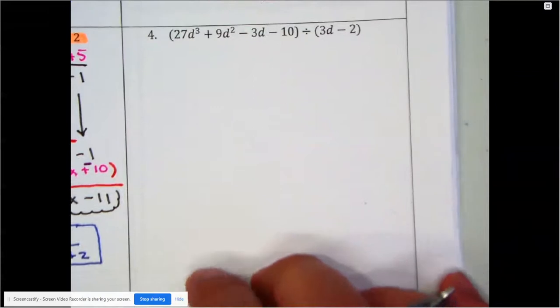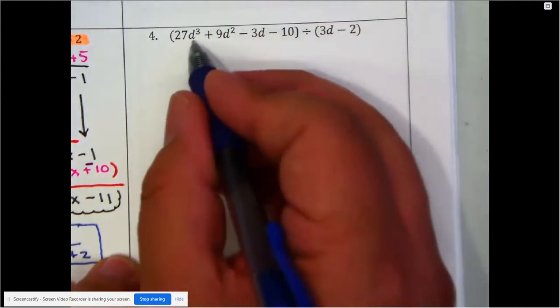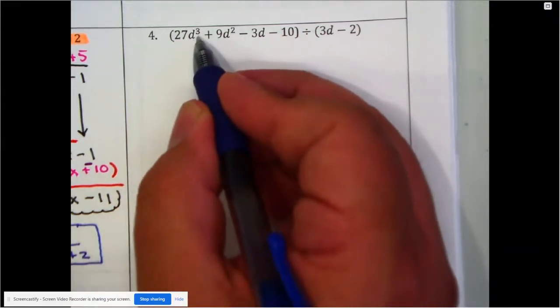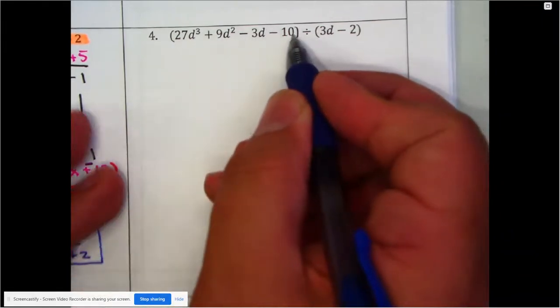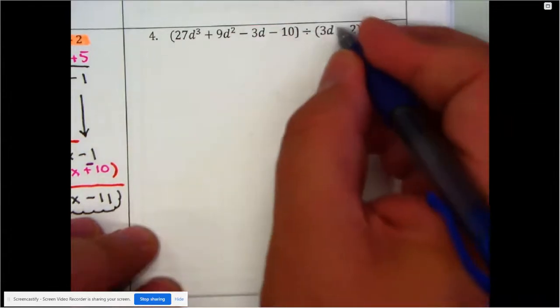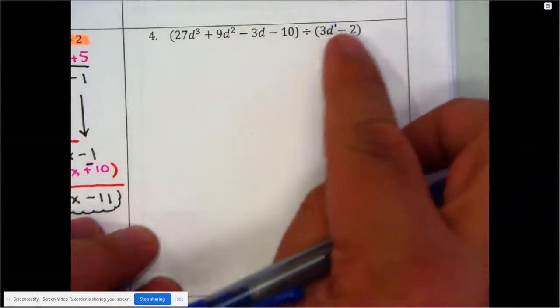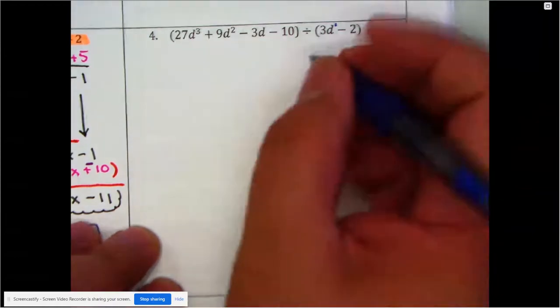So number 4. Yeah, they're using the letter D. It doesn't change anything. It's just a variable. But I'm going to look at the biggest power. Power of 3. So let me do my countdown: 3, 2, 1, power of 0. It's not missing anything. I don't need to bring in zeros. The biggest power here is 1. Power of 1, power of 0, perfect. I don't need to make any changes.